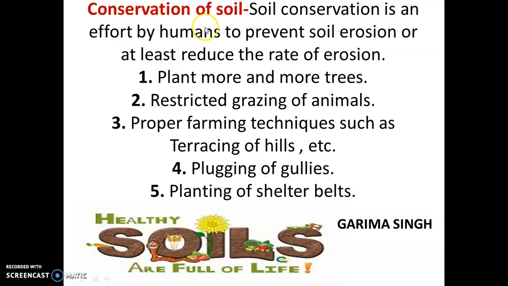Now the last topic is conservation of soil. What are the different ways by which we can protect our soil from erosion? First, we should grow more and more trees. There should be a restriction on grazing of animals. There should be proper farming techniques, meaning we should make terraces or steps on the slopes of the hill so that the speed of water will be less and erosion will be less.